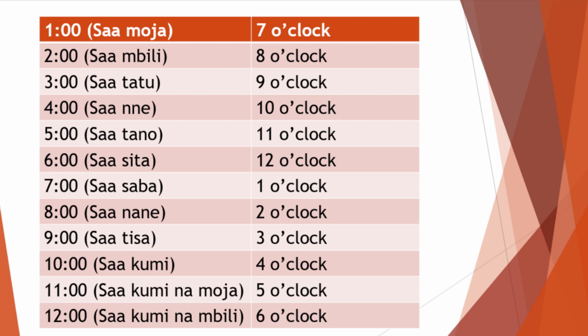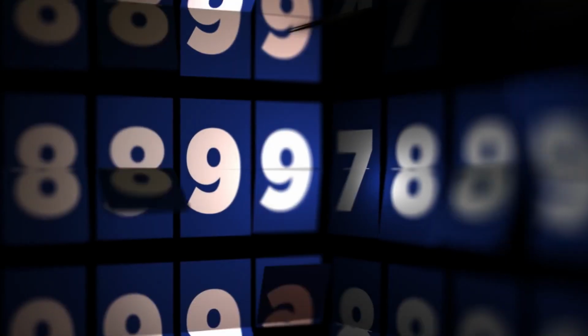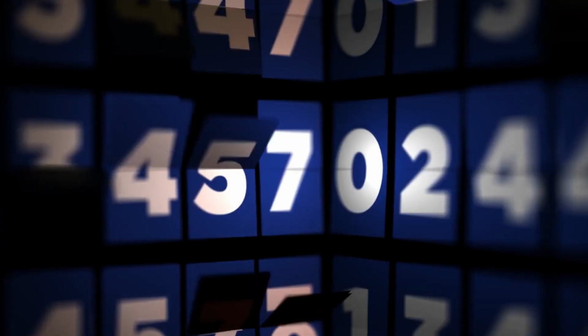Saa saba, 1 o'clock. Saa nane, 2 o'clock. Saa tisa, 3 o'clock. Saa kumi, 4 o'clock. Saa kumi na moja, 5 o'clock. Saa kumi na mbili, 6 o'clock. To know more about Swahili numbers, check out this video.